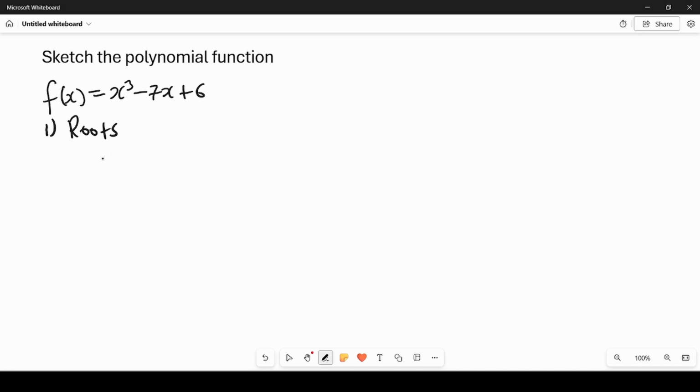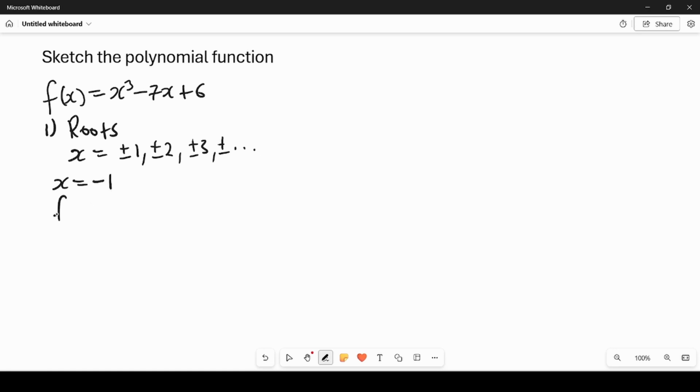So how do we find the roots? By trying out the different values of x, plus or minus 1, plus or minus 2, plus or minus 3. Try out these values until you find the value of x such that f of x will be equal to 0. So let's try. Let's start with x is equal to negative 1.